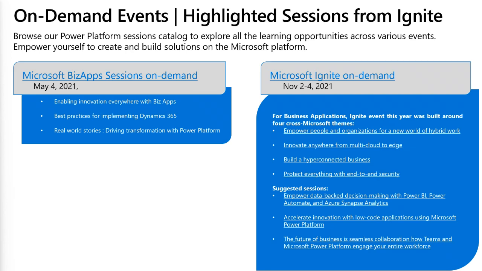At the Ignite event this year, business applications content was built mainly around 4 cross-Microsoft themes. The first one was empower people and organizations for a new world of hybrid work. This includes Teams leaders, innovations, and the Mesh platform in Teams to introduce the emerging trend of metaverse technology. Those are very exciting contents there. The second theme is innovate anywhere from multi-cloud to edge. Then build a hyper-connected business. And finally, around security, with the title protect everything with end-to-end security.